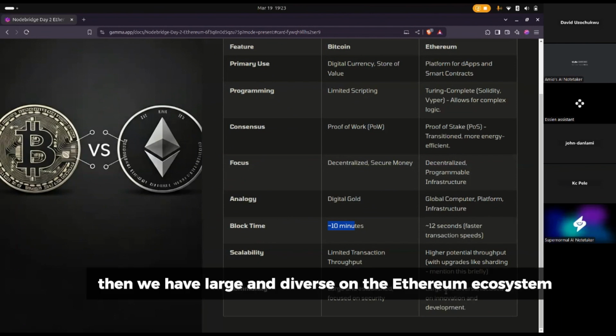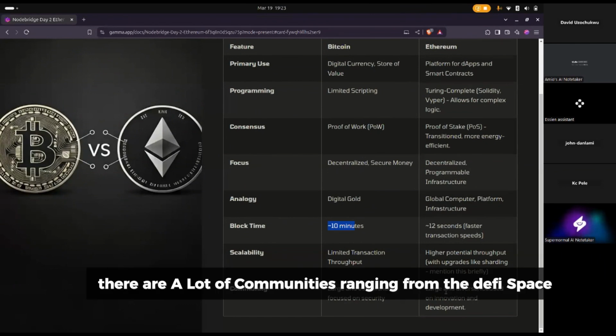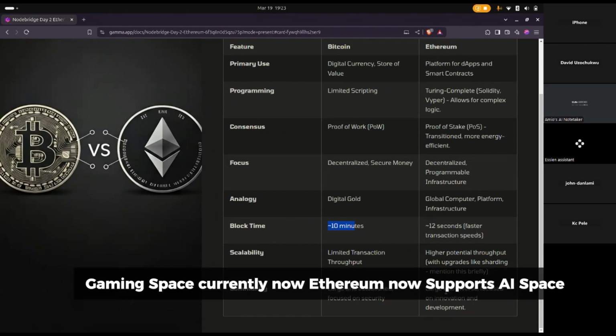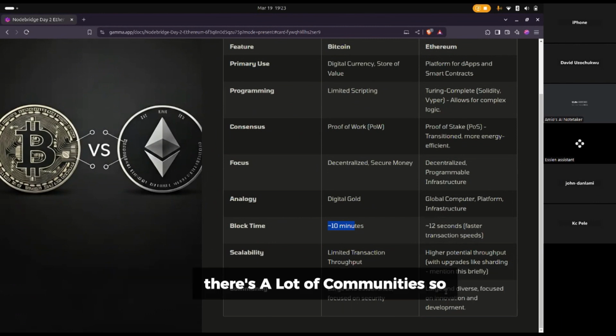Then we have large and diverse. On the Ethereum ecosystem, there are a lot of communities ranging from the DeFi space to the gaming space. Currently, Ethereum now supports the AI space. There are a lot of communities, so we can't mention them all.